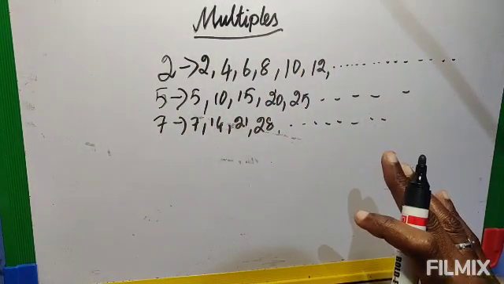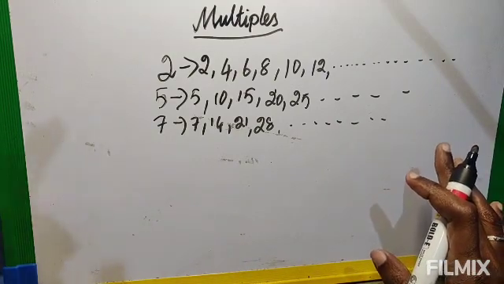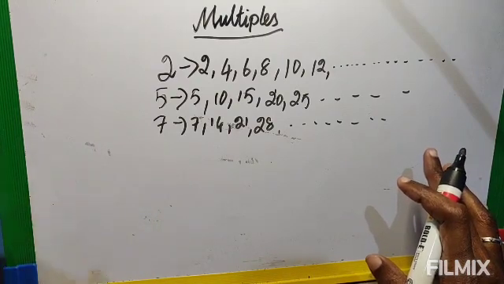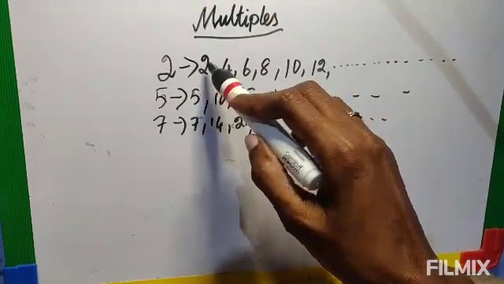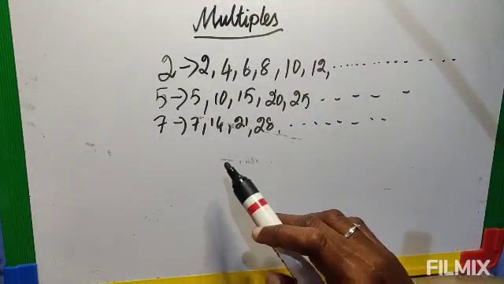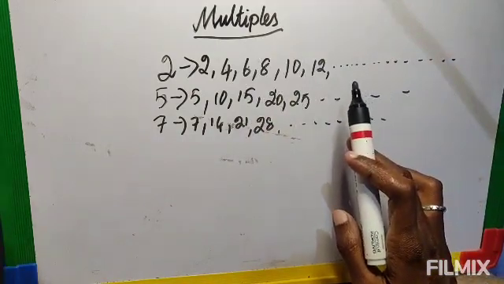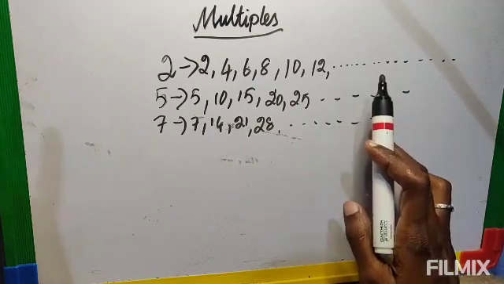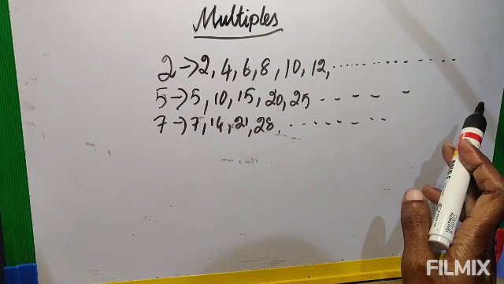So you must remember multiples means the multiplication table. But you must read the question properly also. If they ask for the first 5 multiples, it means only the first 5: 1, 2, 3, 4, 5. You cannot write any 5, only the first 5. If they ask for any 5, then you can write anything. If they ask you to write the 10th multiple of 2, it means 10 into 2. 10 twos are 20. Read the question properly and answer.